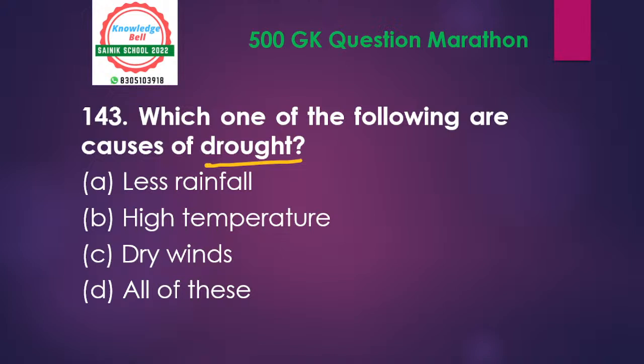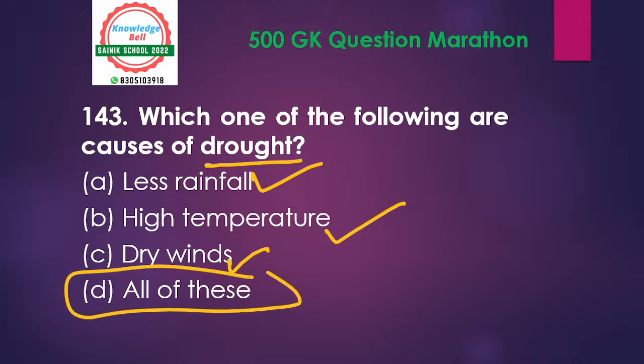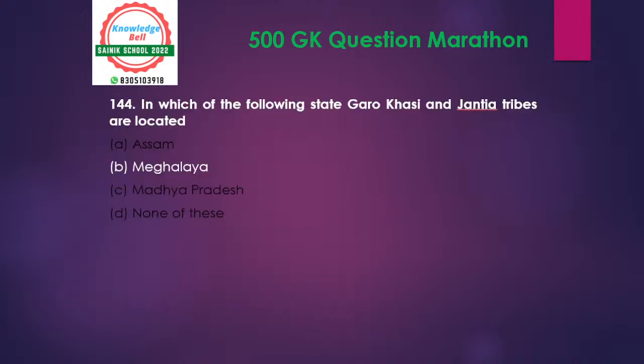Drought is caused mainly by three reasons. There are three reasons responsible for drought. What are they? Less rainfall. If very little rainfall is happening in a region, that will cause drought. High temperature and dry winds blowing in an area will be responsible for causing drought. So the correct answer for the question will be option D.